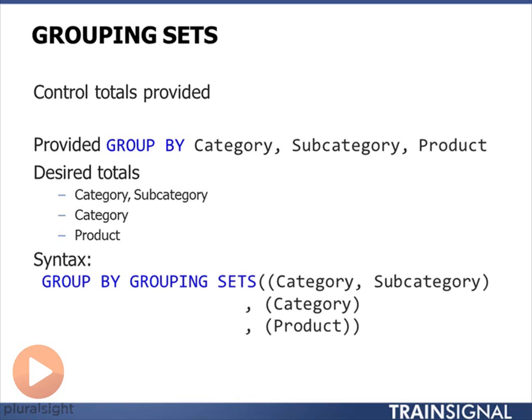So the way that I would wind up writing this is actually by replacing the original group by with the syntax that you now see on the bottom of the screen, where I specifically say that I want the totals of category, subcategory, category, and then product. Keep in mind that the rules still apply, that if I have a column that's not in an aggregate, it must be listed inside of a group by, or in our case, inside of a grouping set.